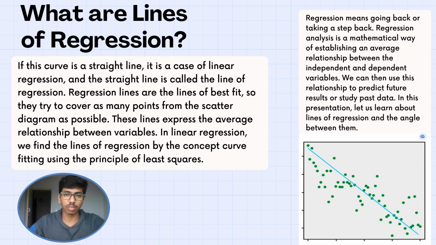If this curved line is a case of linear regression, then a straight line is called a line of regression. Regression lines are lines of best fit, so they try to cover as many points from the scatter diagram as possible. These lines express the average relationship between variables. In linear regression, we find the lines of regression by the concept of curve fitting using the principle of least squares.